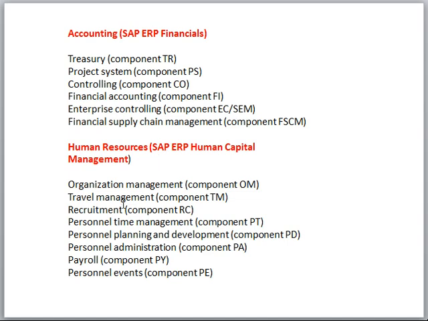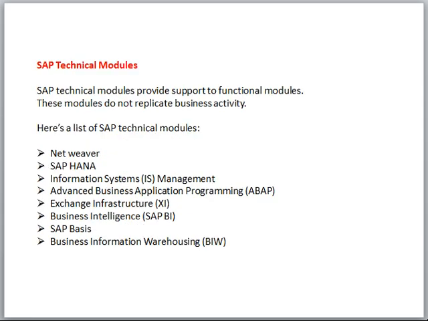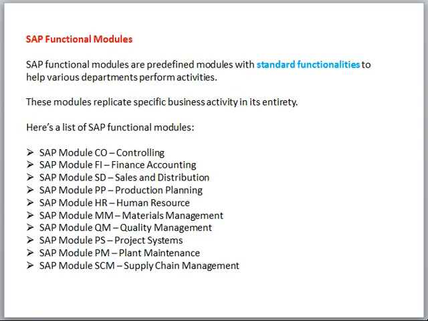In human resource, there are organizational management, travel management, and recruitment. Organizational management is OM and travel management is TM. Recruitment is SAP RC, and personnel time management is PT. Personnel planning and development is PD, personnel administration is PA, and payroll is PY. Personnel event as well. These are all modules in human resource management. Accounting-related modules are treasury, project system, controlling, financial accounting, enterprise controlling, and financial supply chain management. These are all SAP FI functional and technical modules.